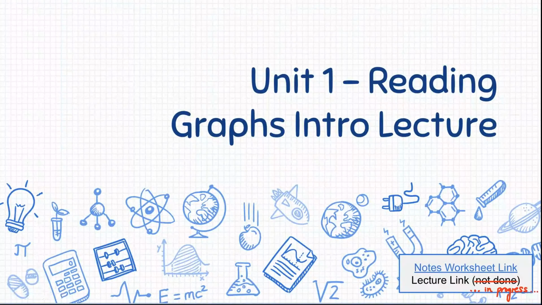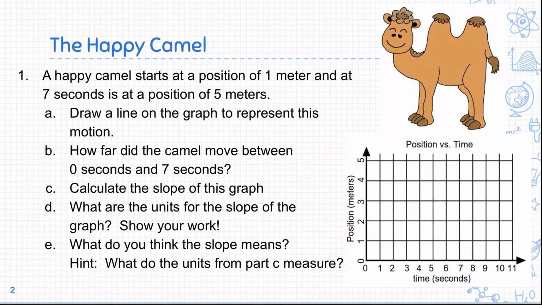This is the Unit 1 Reading Graphs intro lecture. So we're going to start with a couple examples. We're going to start with the happy camel. He's going to start at a position of 1 meters.